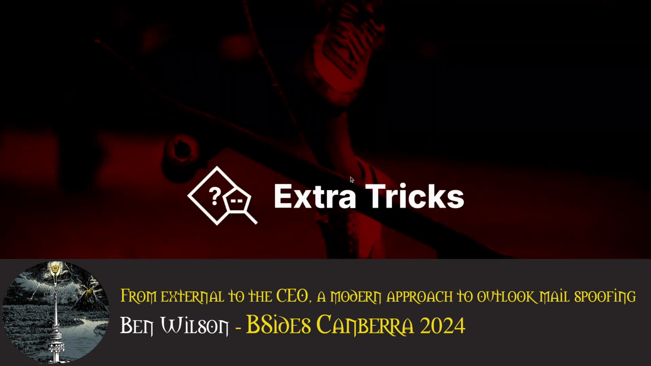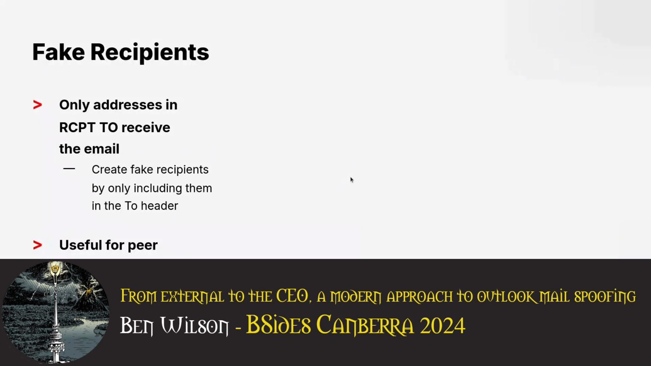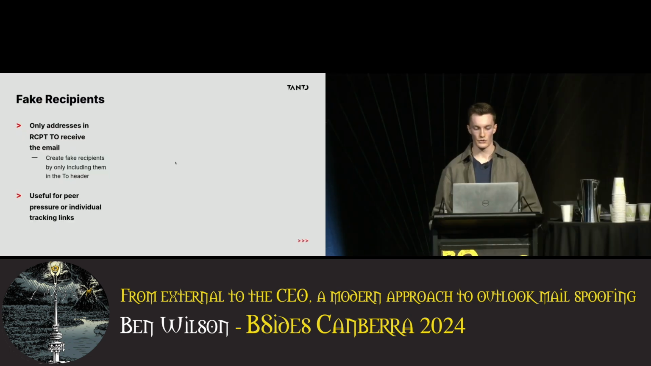So a couple of extra tricks which I think we have some time for. Fake recipients. As I've mentioned before, those SMTP commands are what's used to route the email and determine who receives it. So you can exploit this, as only addresses in the recipient to actually receive the email. So it allows you to create some fake recipients by only including those addresses in the to header.